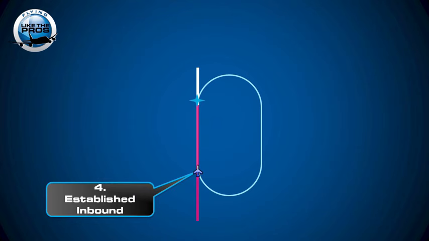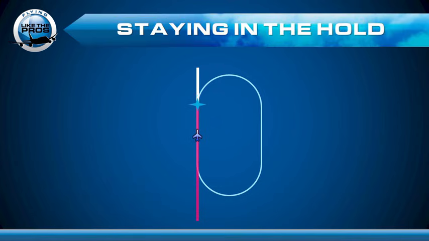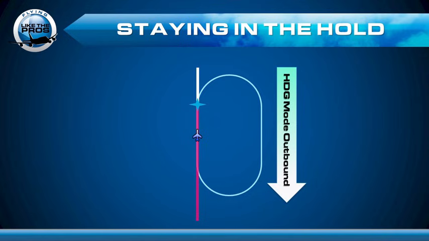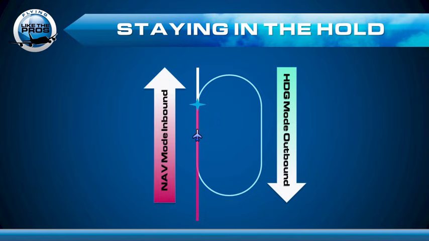At this point, I've now reached position 4, and the airplane tracks towards the holding fix of DUMBB, which is position 1. To stay in the hold, we simply continue to use heading mode for the outbound leg and nav mode for the inbound leg. We toggle back and forth between these two modes for as long as we stay in the hold.